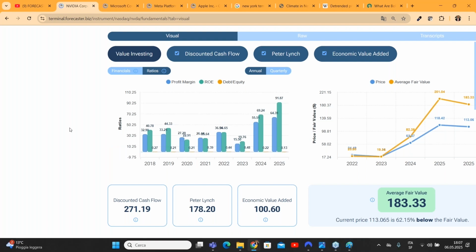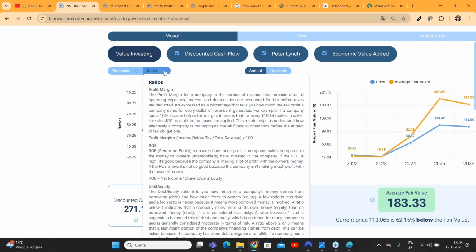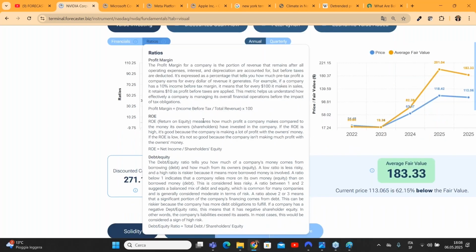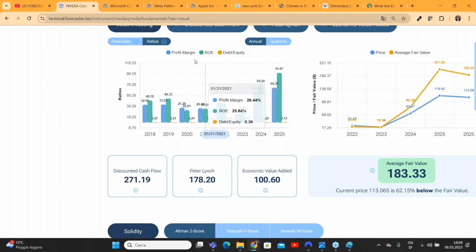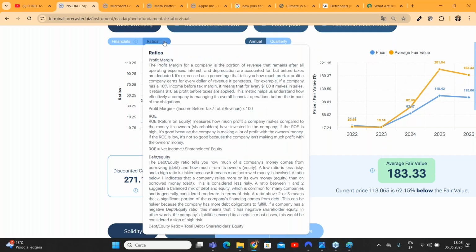What are ratios? Something really easy. We have the profit margin, the ROI, and the debt equity. Profit margin is very simple, and of course you have all the explanation here. I would like you to remember that the Forecaster terminal aim is not to be a black box, but we really would like you to understand the data you're watching, because you have to trust it. If you don't understand where it comes from, you cannot trust the data. So every time you see something, we explain how we got this result and what it is.